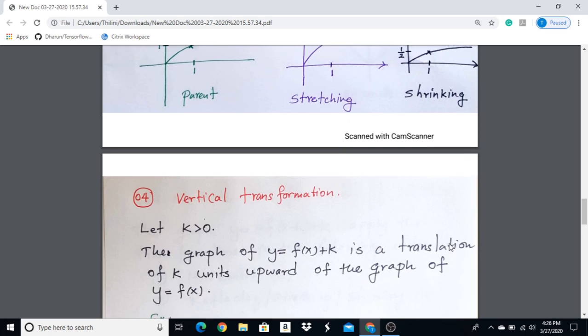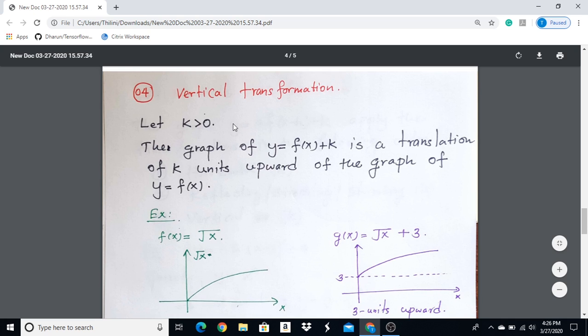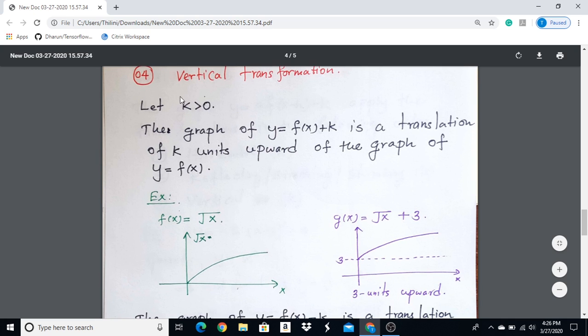Let's move to the last one: vertical transformation. If you take a positive number k and consider this equation, again the parent one is y equals f(x), and now we are taking f(x) plus k. You can see that this k is completely outside of the function. We are not adding k directly to the argument x. Instead, we are adding it outside.